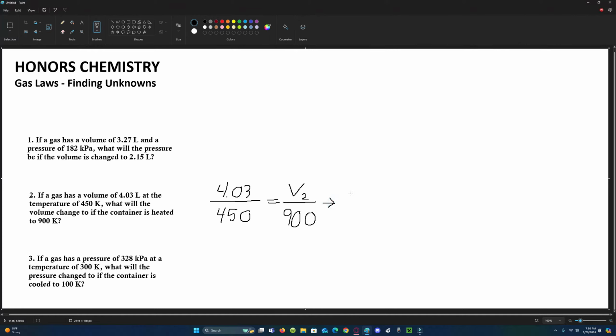So 450 times V2, I would just write it as 450 times V2. And then we have 4.03 times 900. And keep in mind, this 900 has only one sig fig from the 9. So the number that we get from multiplying these two must have only one sig fig. And that would be 4,000.